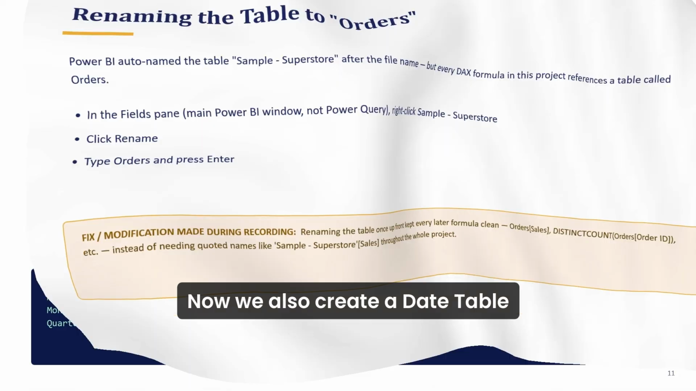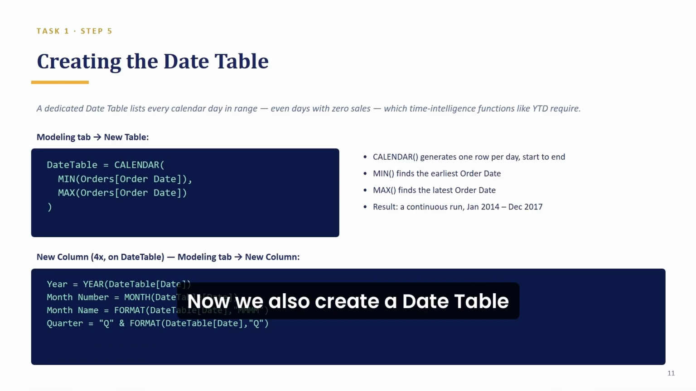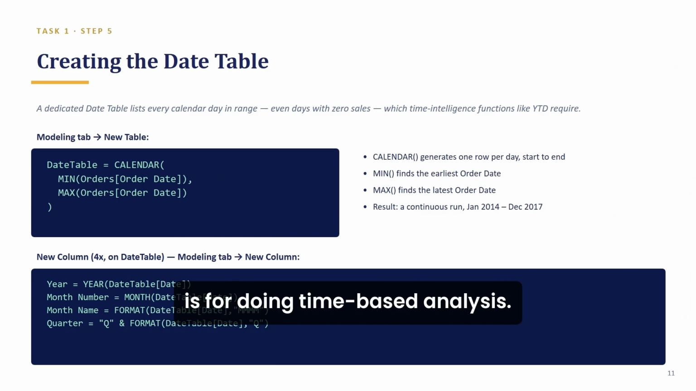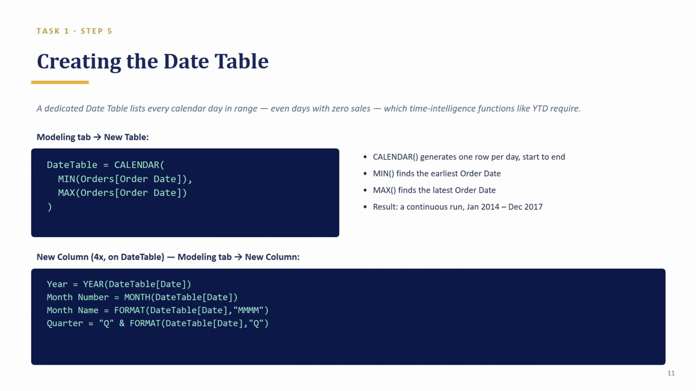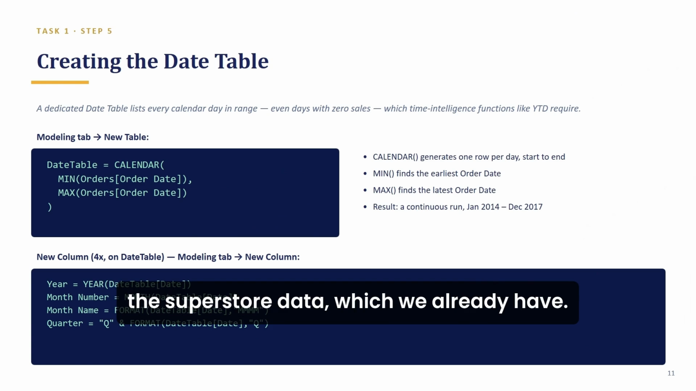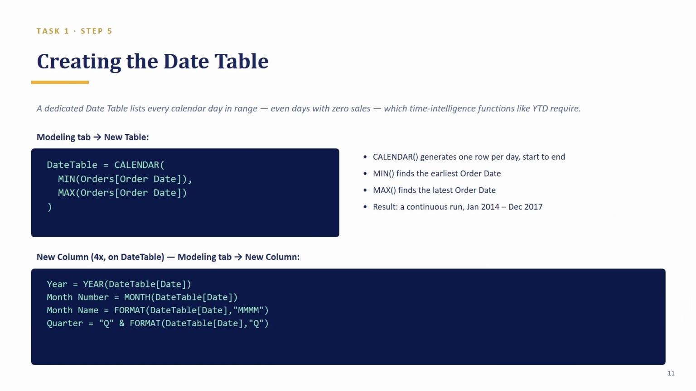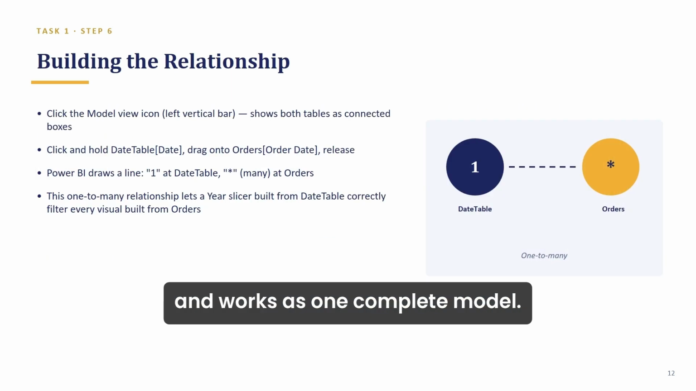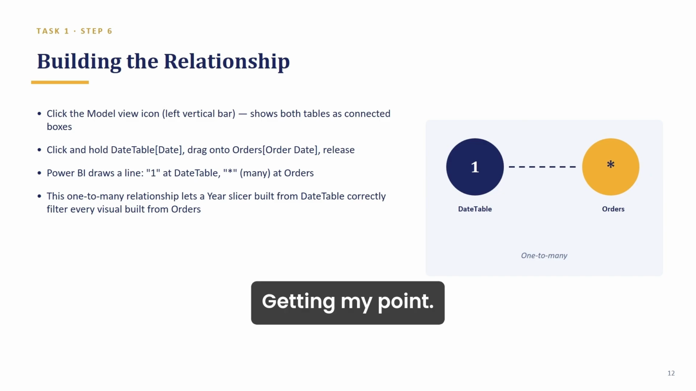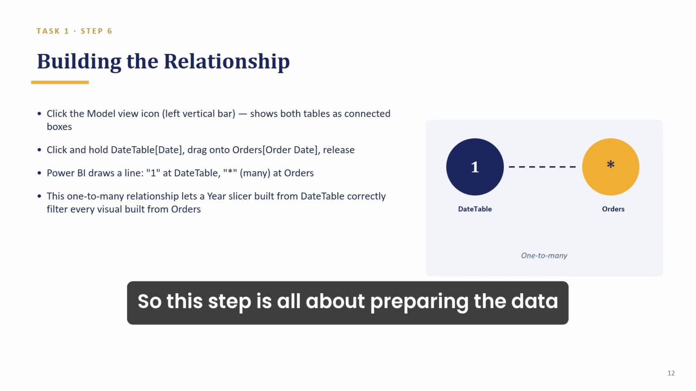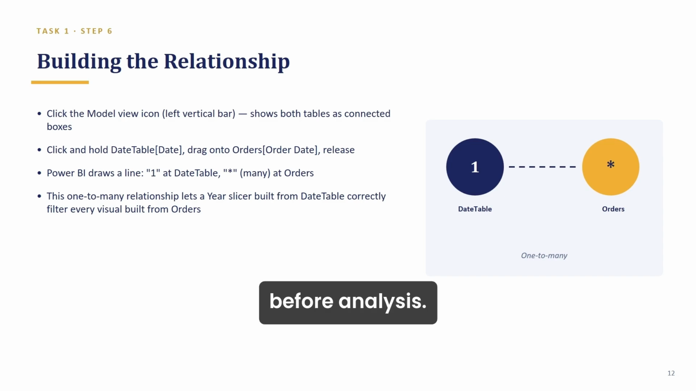Now, we also create date table which helps in time based analysis. So why we are creating date table is for doing time based analysis. And if we are creating a date table, so we have to also check whether the relationship exists between the date table and the order table or the superstore data which we already have. Is that so? So we can build relationship between tables so all the data connects properly and works as one complete model. Getting my point? Hope I'm clear. So this step is all about preparing the data before analysis. All right.